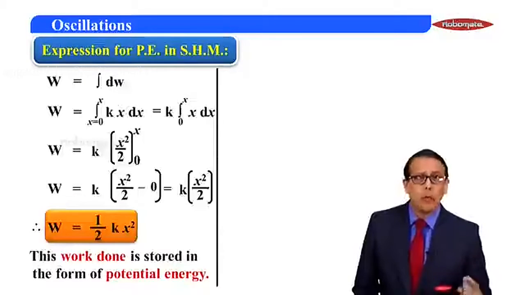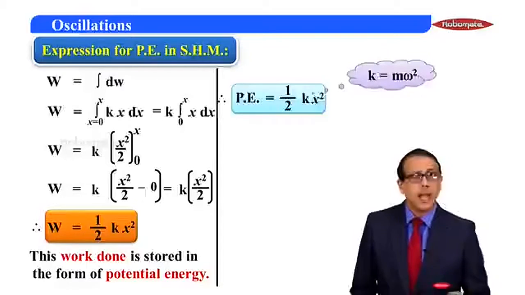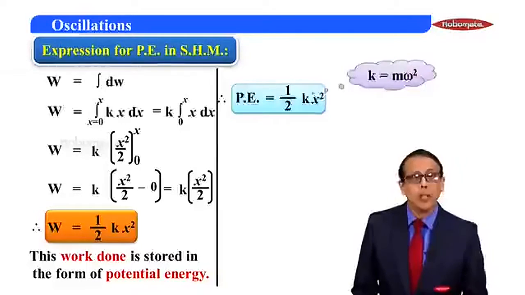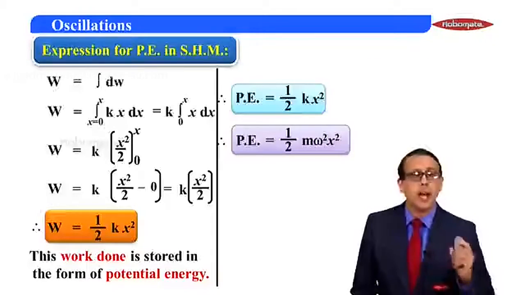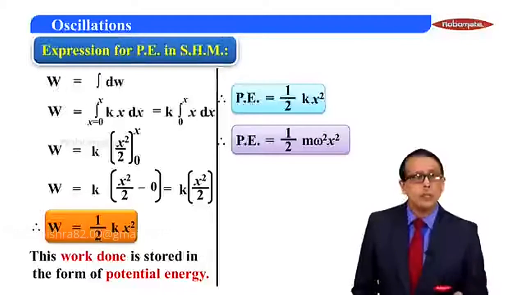Now as we know, work done is stored in the form of potential energy. Therefore potential energy also has the same formula, half k x square. As k is m omega square, potential energy can also be written as half m omega square x square. So these two expressions are the formula for potential energy.